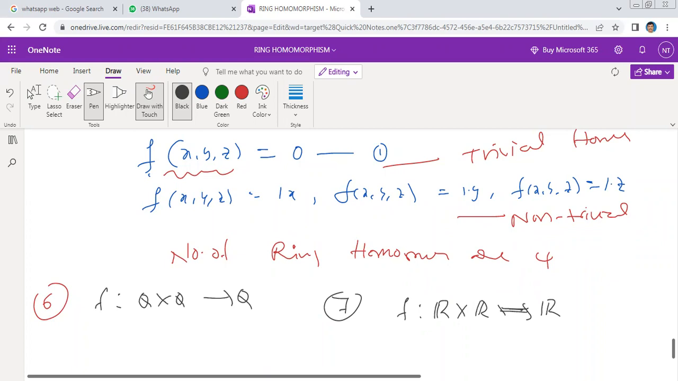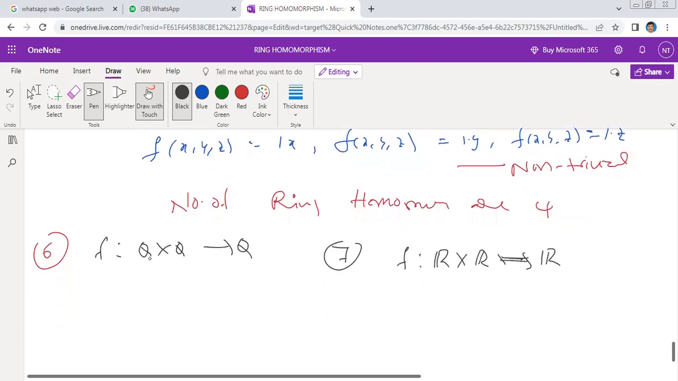What will the 3 and 3 be, sir? The same? 3 and 3, same, sir. Same. Because of Q cross Q, because it is a field, every field contains two idempotent elements. Every field contains two idempotent elements.